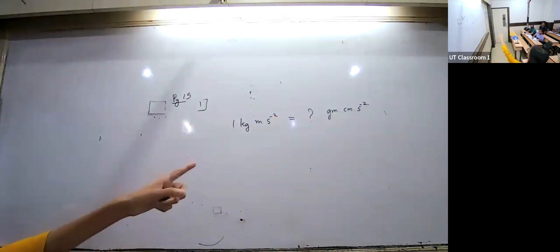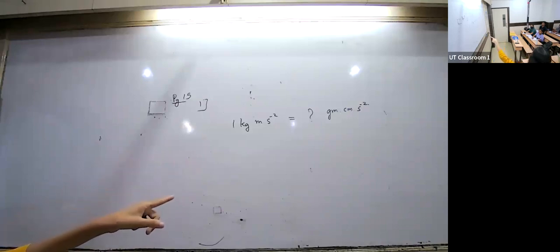Okay, so that is the CGS format. This is the SI unit format. This we know already. Okay, so let's start the conversion part.